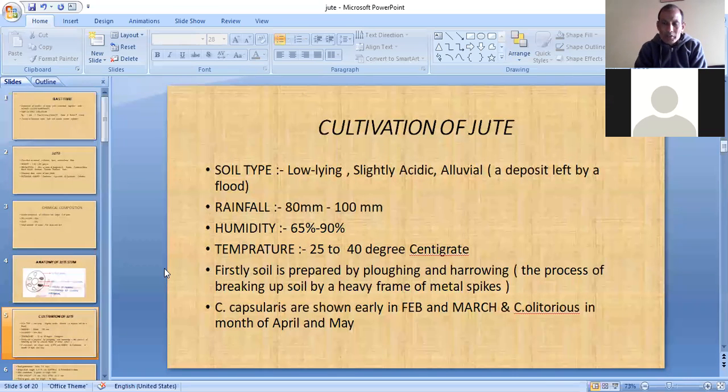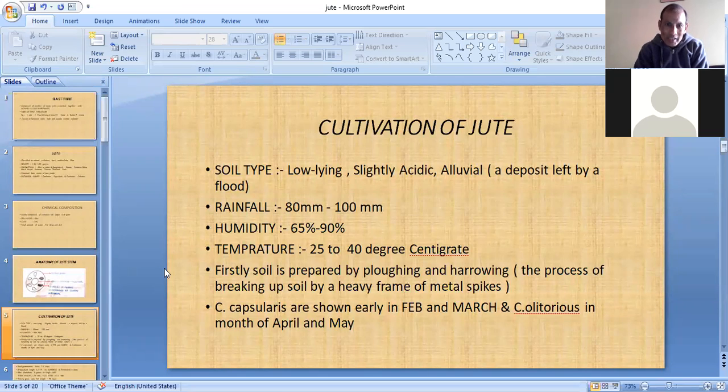Some points about cultivation of jute. What type of soil is required? Low-lying, slightly acidic, alluvial soil. Alluvial means the soil that remains after flood. So a deposit left by flood is known as alluvial soil. So particularly for jute agriculture, we require this type of land, low-lying areas, slightly acidic areas, and alluvial soil is best for cultivation of jute.